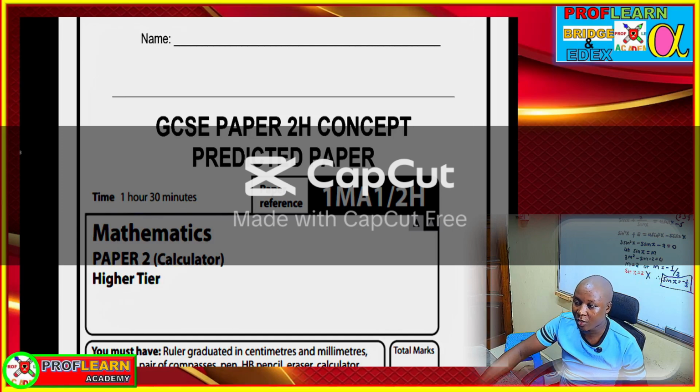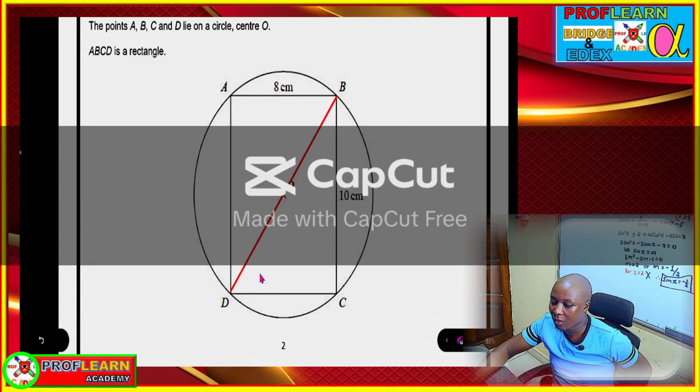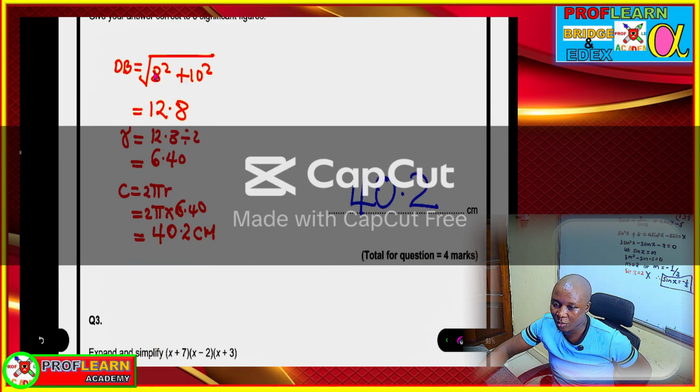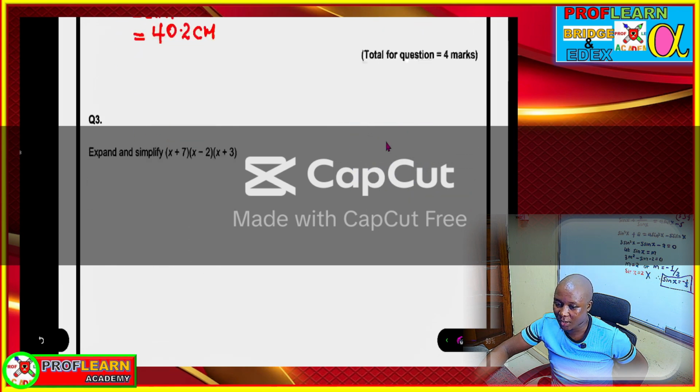In this particular video, we are having a prediction on how you can do GCSE paper 2. So we are going to use the diagonal here. We are going to use Pythagoras' theorem to find DB: square root of 8 squared plus 10 squared, then you get 12.8, and the radius there is going to be half of that. Then we can find the circumference of the circle using the formula, and we shall get this.